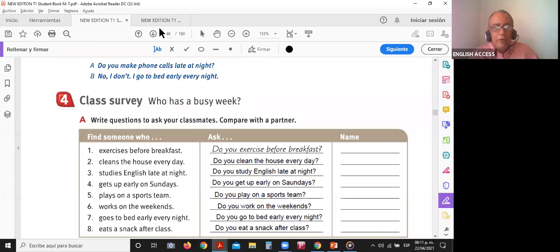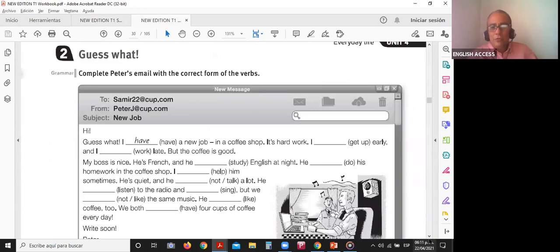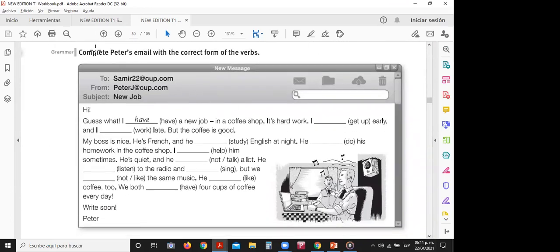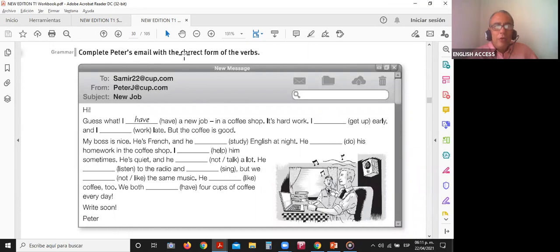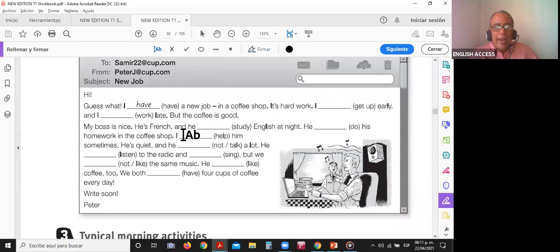Okay, before we go, let's go to the workbook. This is our practice. Let's do this activity together. We have to complete Peter's email with the correct form of the verbs. Remember, we change the verb in affirmative with third person. For example, here we have some answers. Number 1 says, hi, guess what? I have a new job in a coffee shop. It's hard work. I what? Using this verb.